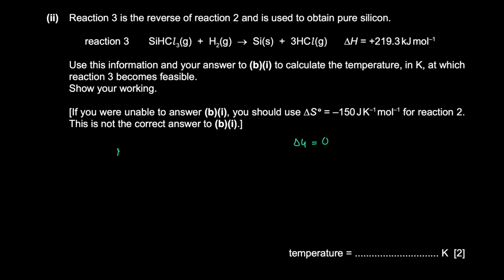So we can say over here that delta G is equal to delta H minus T delta S. Okay. They've given us the enthalpy change for this reaction. The enthalpy change is 219.3 kilojoules per mole. The temperature is what we have to figure out. And the entropy change for this reaction, okay, this is the backward reaction.